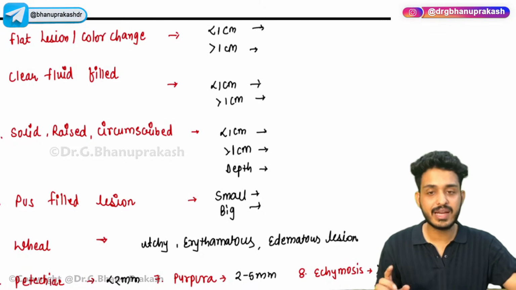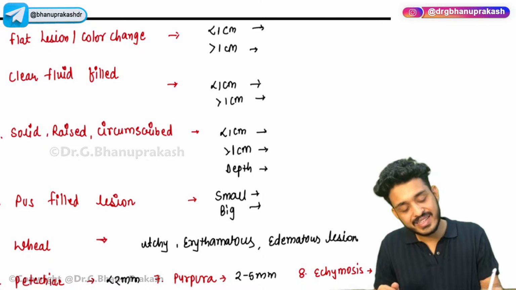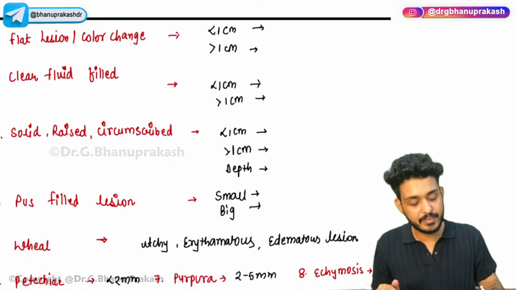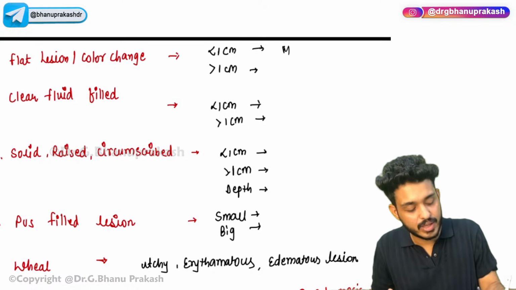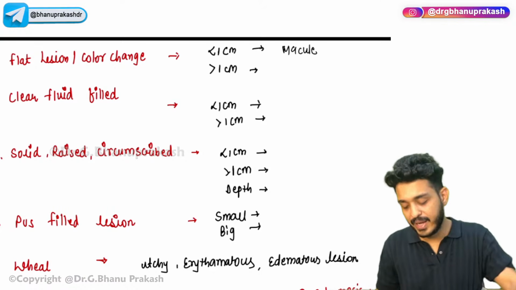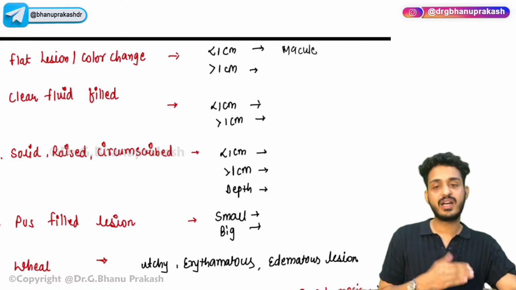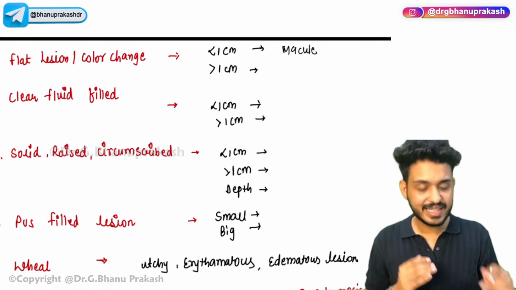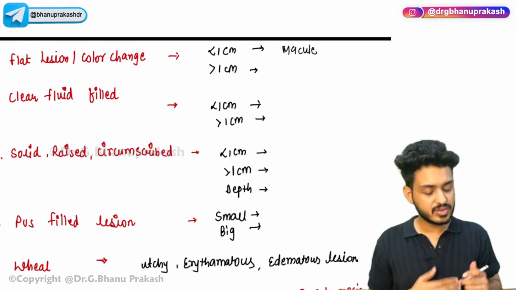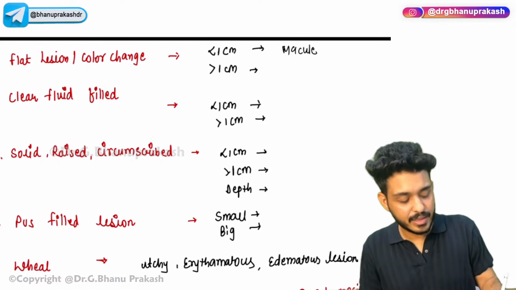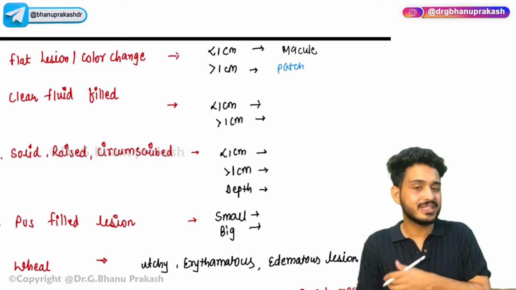The first one we have is flat lesion. In flat lesion, if the size is less than 1 centimeter, we call it macule, guys. Try to answer if you know. I will be showing you images just after this, but try to remember now itself. If the lesion is lesser than 1 centimeter, that is known as macule. If it is more than 1 centimeter, we call it patch. We are talking about primary skin lesions first.